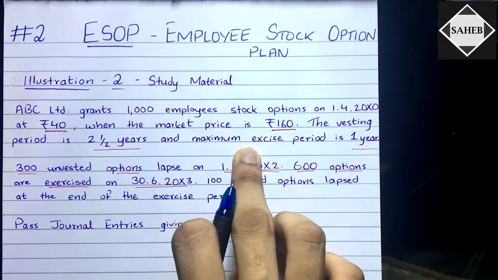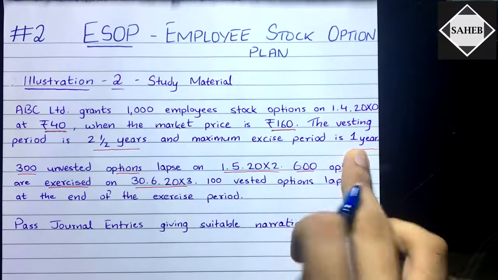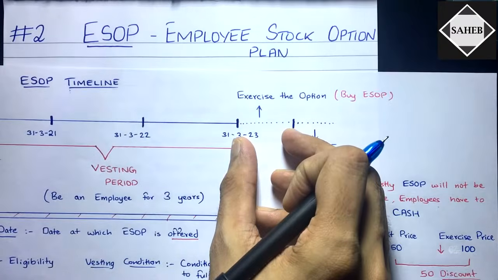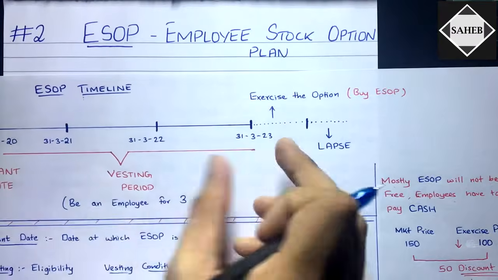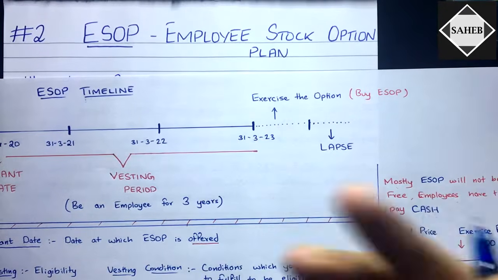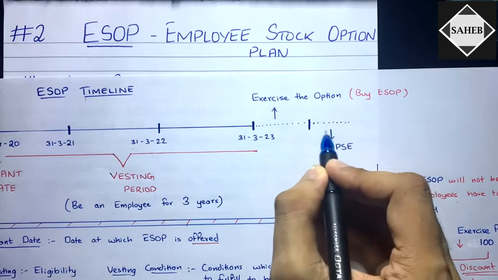And what is the exercise period? The maximum exercise period is 1 year. The exercise period is the period when you can exercise the option. It comes right after the vesting period. In this period you have to exercise your option. If you don't do that, then what will happen? Your options will lapse.